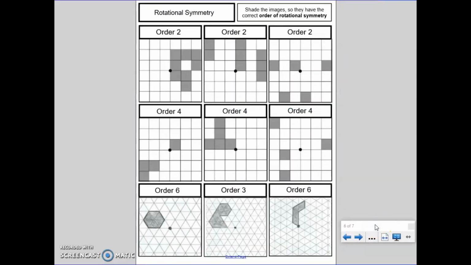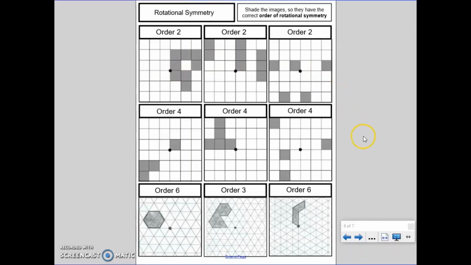Okay, so now we're going to have a go at a challenging task. For each question, if you could draw out on squared paper or triangular paper the original image and pattern that I'm presenting on the screen. Once you have copied down the original question, I want you to add on shaded squares to each pattern to make sure that the shapes have the correct order when rotated around this black dot.